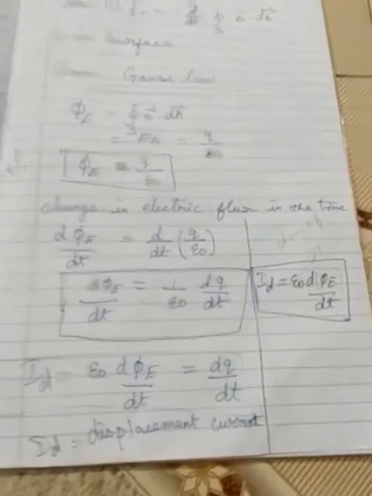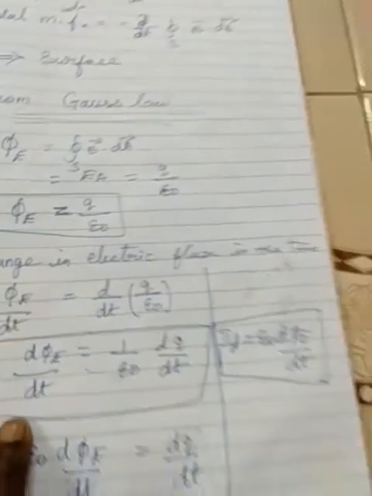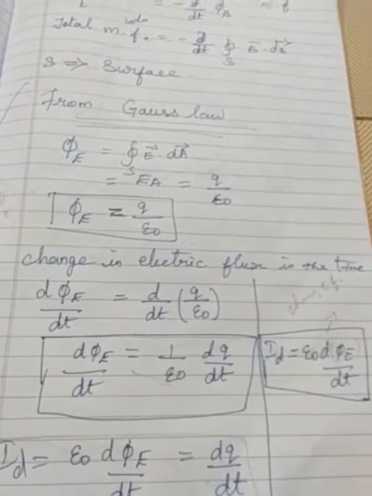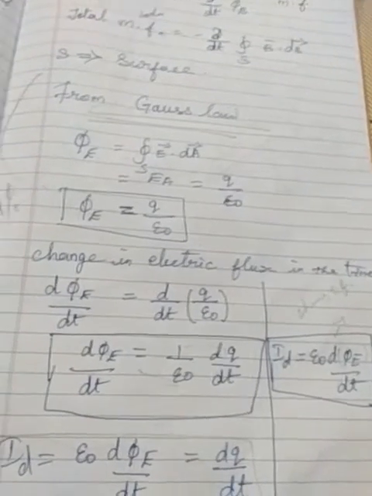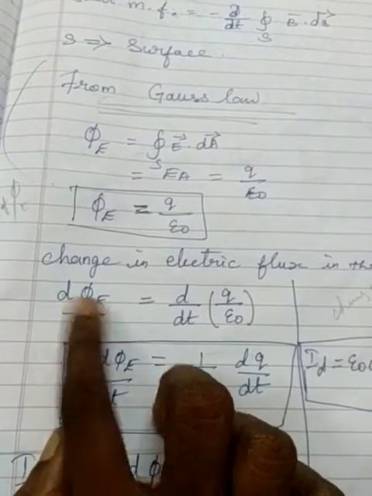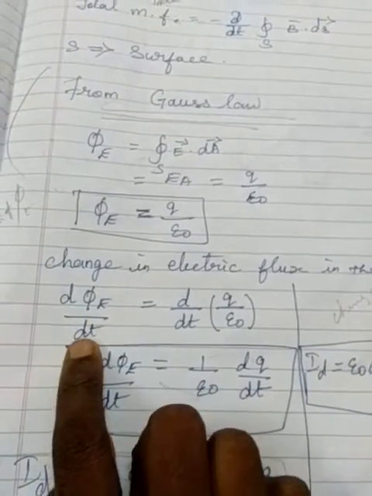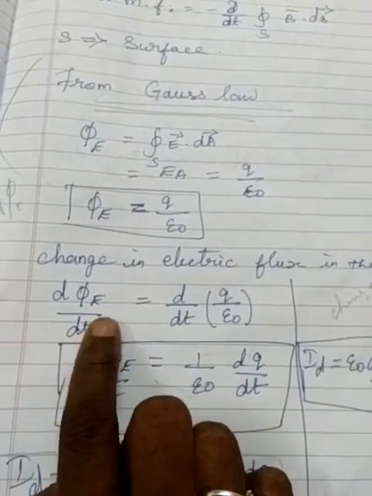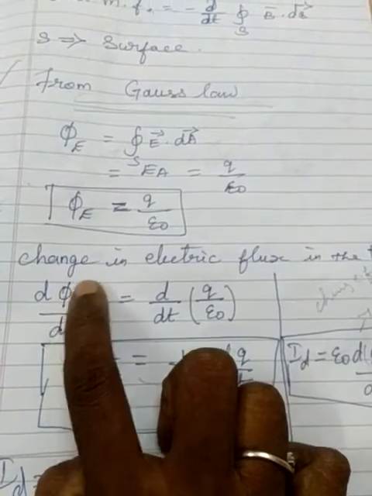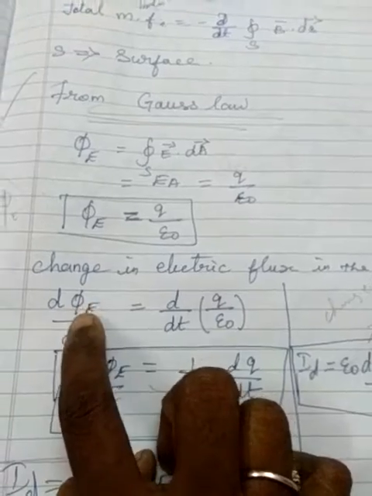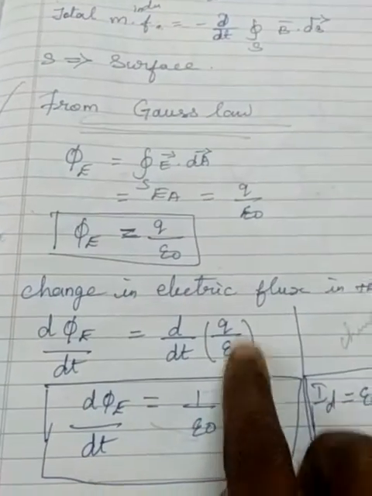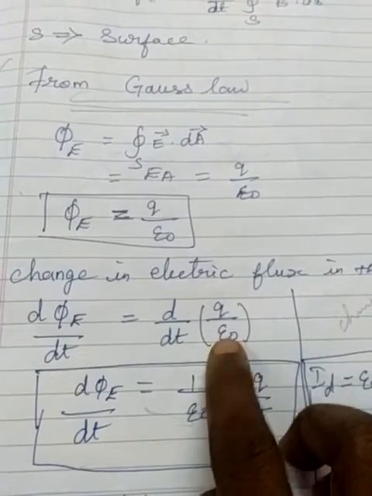After changing the electric flux in an interval of time, the change in the electric flux depends on time. So d phi E by dt is equivalent to d by dt of the value of phi E, the electric field. Here we substitute d by dt into Q by epsilon naught.